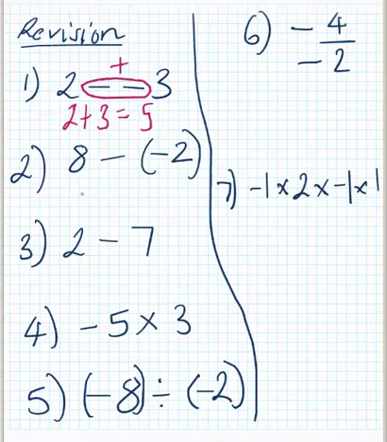Now number 2, we'll be doing the exact same thing, except sometimes questions have brackets around a number. This one here is saying 8 take away a negative 2. Because we can't say, for example, 8 take away 2. The brackets are there to say it's a negative 2. So really, the brackets don't have to be there, because in the brackets, there's nothing for us to calculate.